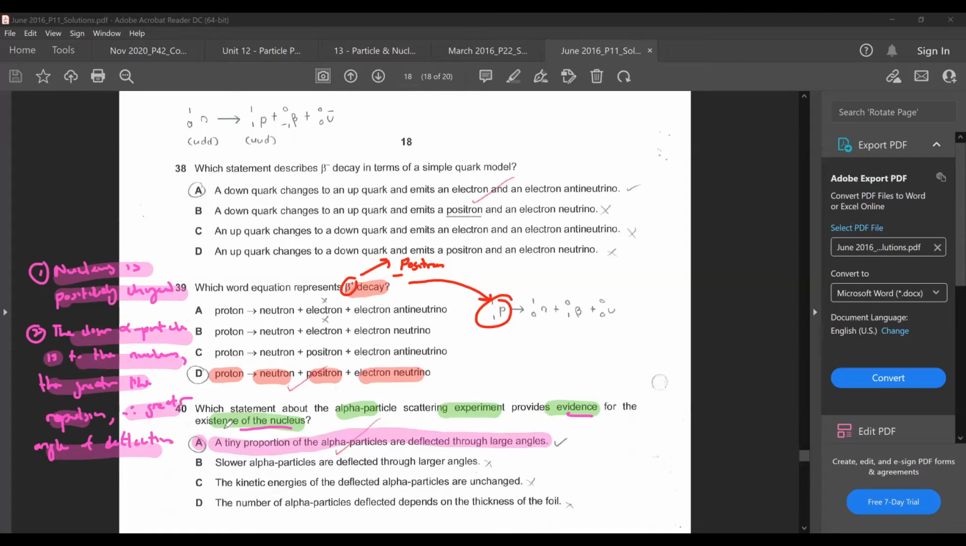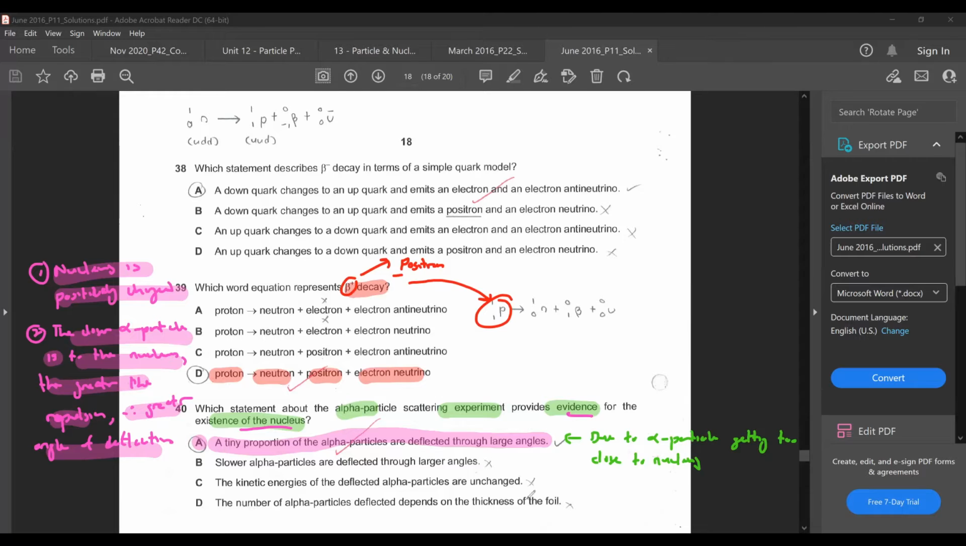A tiny proportion of alpha particles are deflected through large angles. And this one is because the alpha particles, this is due to alpha particles getting too close to a nucleus.